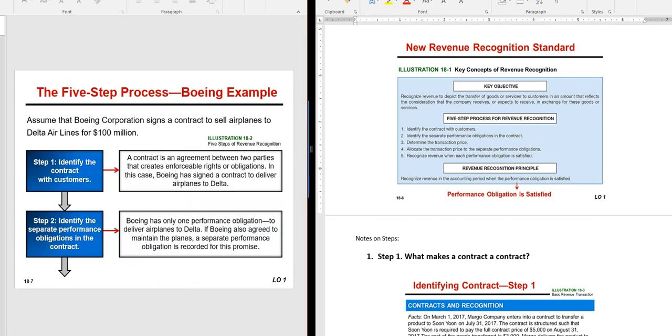All right, so this is an example. Assume Boeing signs a contract to sell airplanes to Delta Airlines for $1 million, and this is under a contract, so you can say Boeing has signed a contract to deliver it. They only have one performance obligation in this one, to deliver the airplanes, but they could have 2 if they also agreed to maintain the planes, as a separate performance obligation.